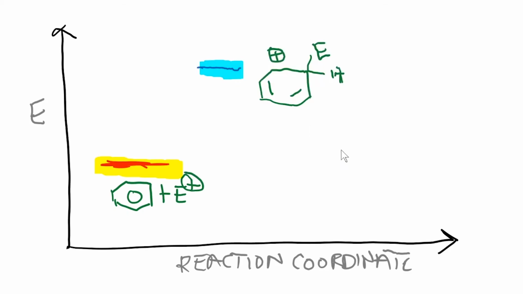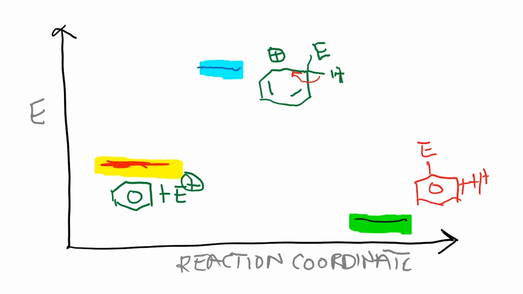Nevertheless, the product that is going to be formed is the electrophilic aromatic substituted product, which has E, and you're going to get a byproduct of H plus, which is the loss of a proton. Now, many electrophilic aromatic substitution reactions are exothermic in nature, so you would imagine that the product is going to be more stable than the starting material. This is going to be my delta H or delta G.